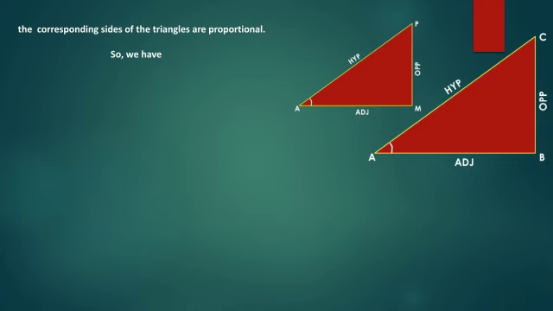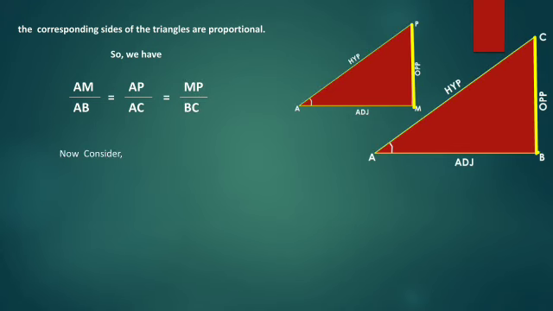Because the corresponding sides of the triangles are proportional, we have AM divided by AB. AM is the adjacent side of triangle PAM and AB is the adjacent side of triangle CAB. Now AM by AB is equal to AP by AC. AP is the hypotenuse of triangle PAM and AC is the hypotenuse of triangle CAB. That is equal to MP divided by BC. Here MP is the opposite side of triangle PAM and CB is the opposite side of triangle CAB.